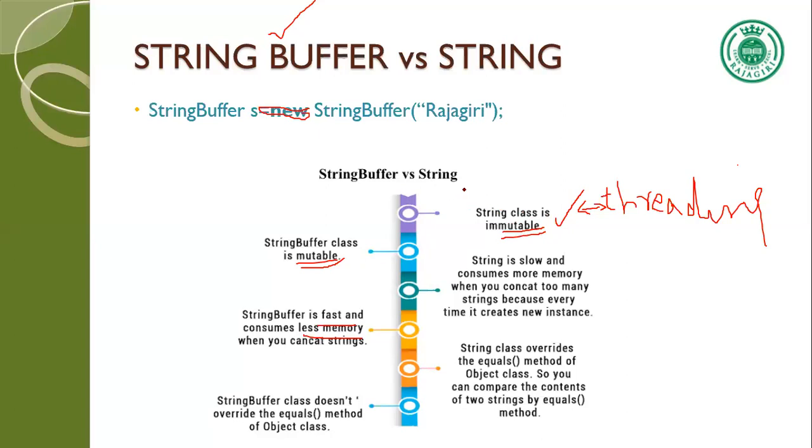Usually you make your string class even final so that nobody else inherits from that. String buffer is mutable, which means it is not considered to be thread safe.